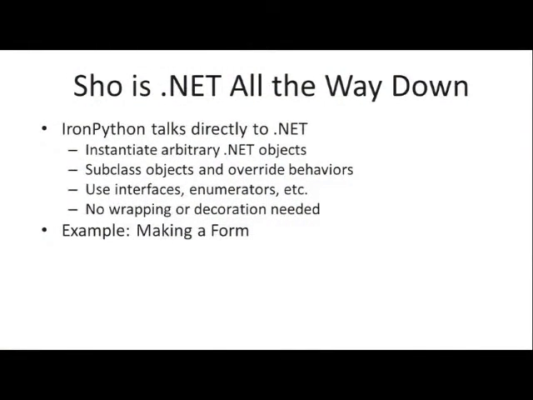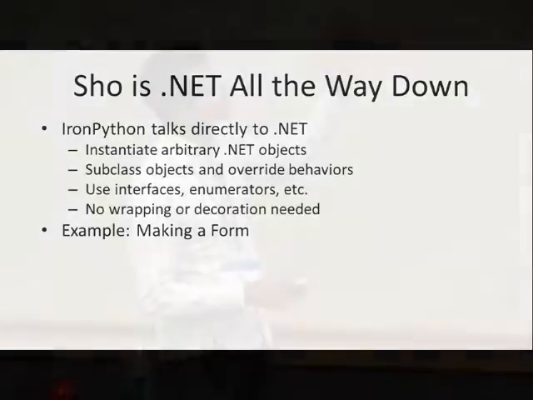So as I was saying before, Show is .NET all the way down. So this means you can have arbitrary .NET objects, and you can subclass them and override behaviors, and you can use all the enumerators. And that last point is actually really important, which is there's no wrapping or decoration needed. As Jan was talking about when he mentioned some of the work earlier, where he talked about having 1.7 million lines of generated wrapper code. That ends up being a big liability.